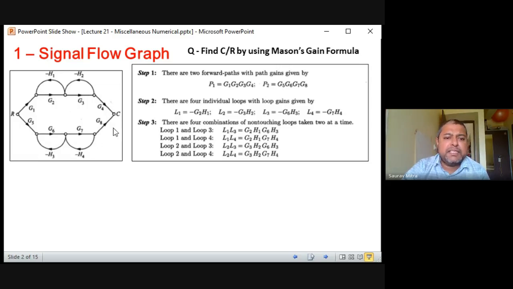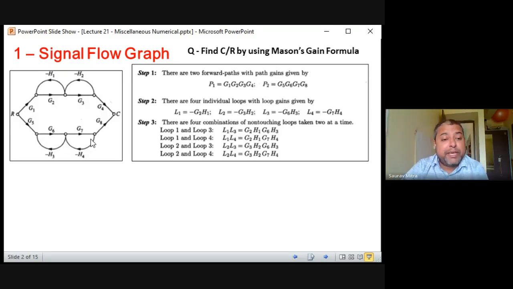There are 4 loops, very easily you can see. So this is L1, minus G2 H1. This is L2, this one is L2 actually, G3 H2 negative. This is L3, that is minus G6 H3, and this is L4, that is minus G7 H4. So up till this there was no problem.